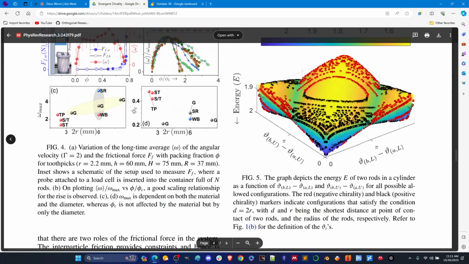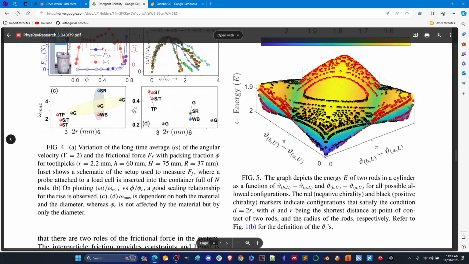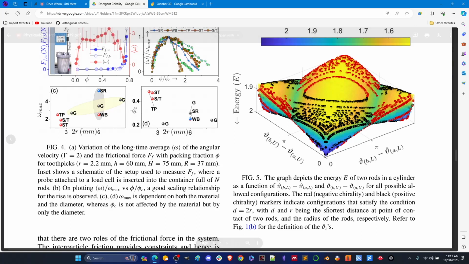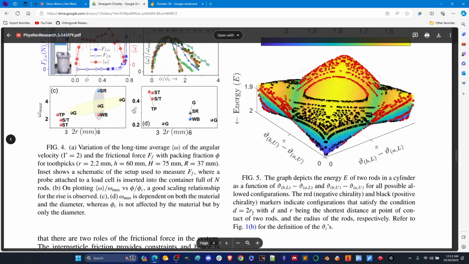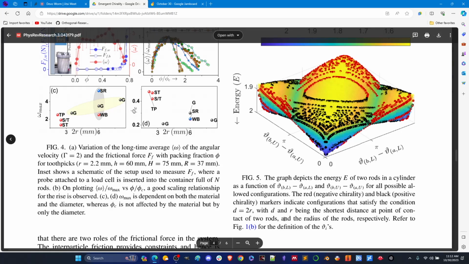And so this map describes the free energy profile of this. And remember, we saw the example of the cotton swabs that had the crown of aligned rods, and then at the edge the rods were curved and downward, and this is the energy profile of that. So it's replicating that pattern. And you can see that the red, which is the negative chirality, and black, positive chirality, markers indicate configurations that satisfy the condition D equals 2R, with D and R being the shortest distance at the point of contact of two rods and the radius of the rods respectively.